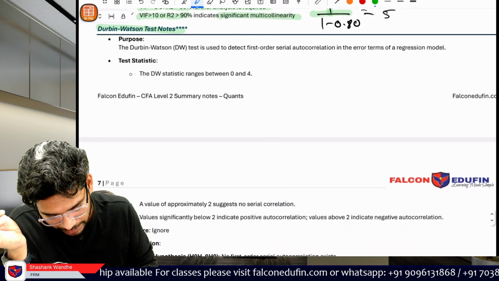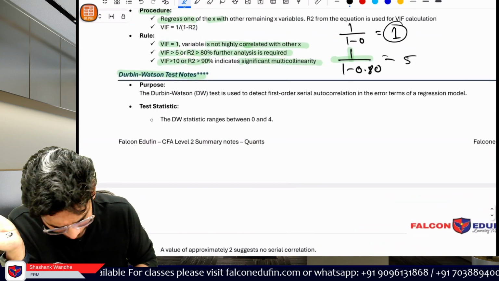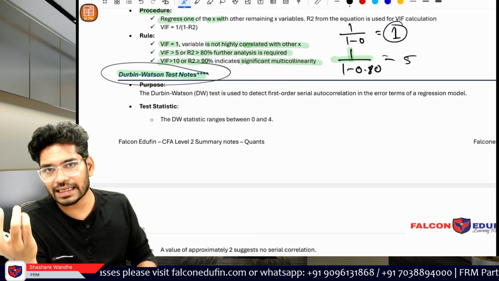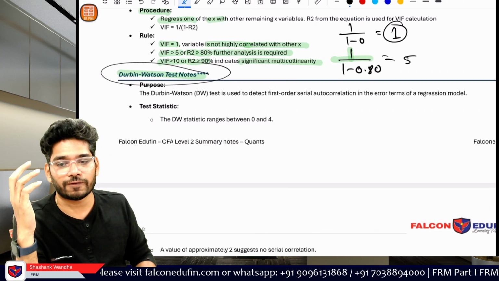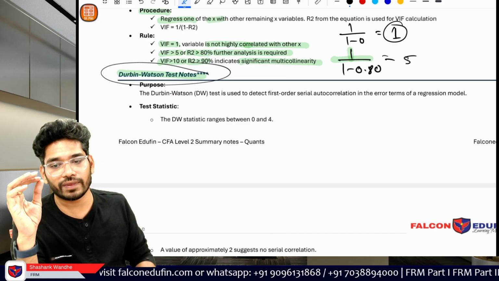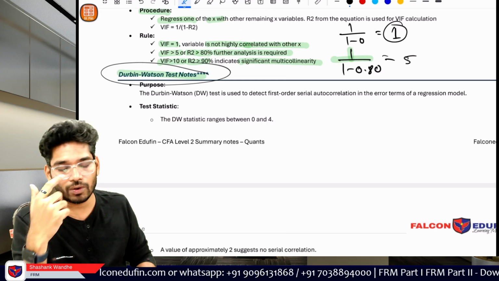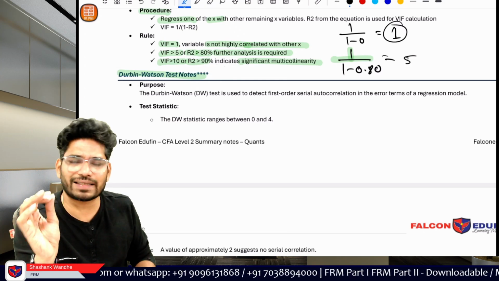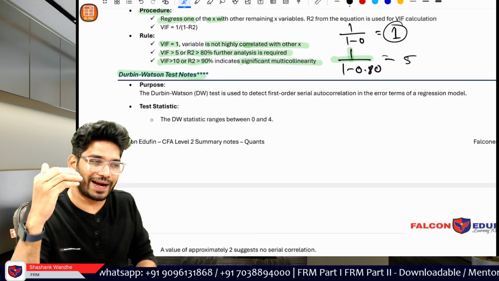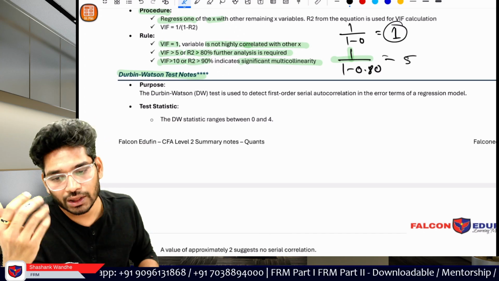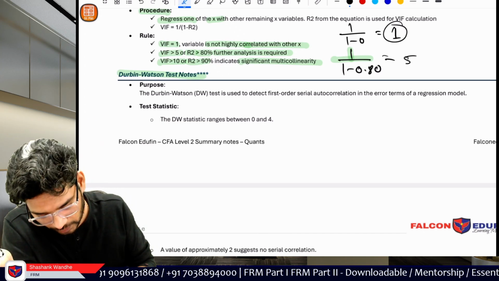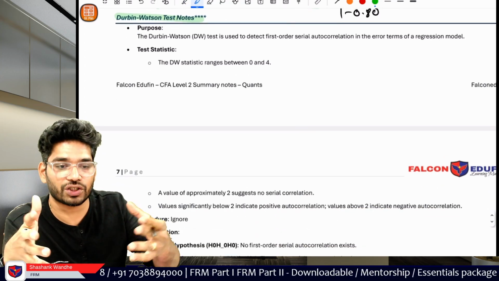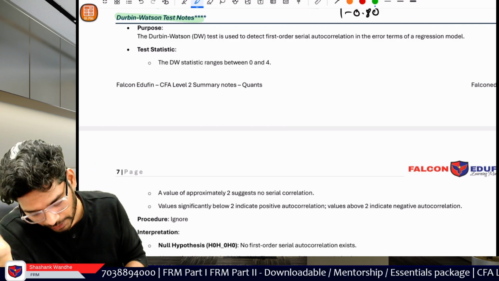Next is the Durbin-Watson test. Maybe I'm missing something, but I was unable to find any write-up on the DW test in the Level 1 and Level 2 curriculums. The write-up was very basic. It was provided in the form of a solution for a question, and I don't know why. So I'm providing the DW test from my side, and just remember the conditions of the DW test.